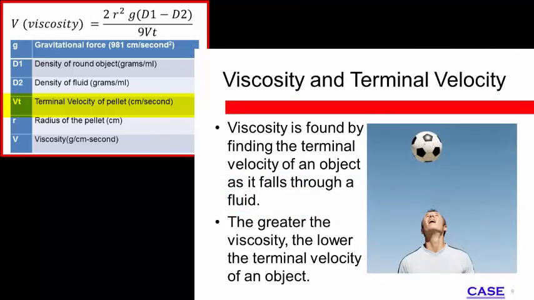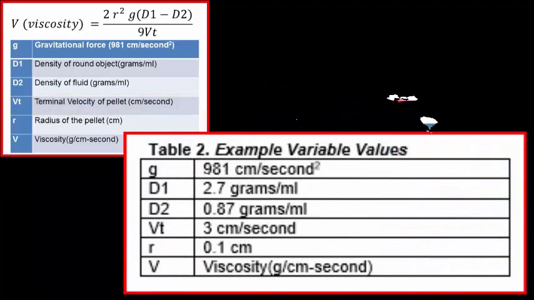Viscosity of a liquid is found when the velocity of an object increases. The greater the viscosity, the slower the speed of the object that moves through it. These values represent a sample fluid that we will calculate the viscosity for. Remember that gravitational force is a known constant. It will always be expressed as 981 centimeters per second squared. The other variables are found through taking measurements.